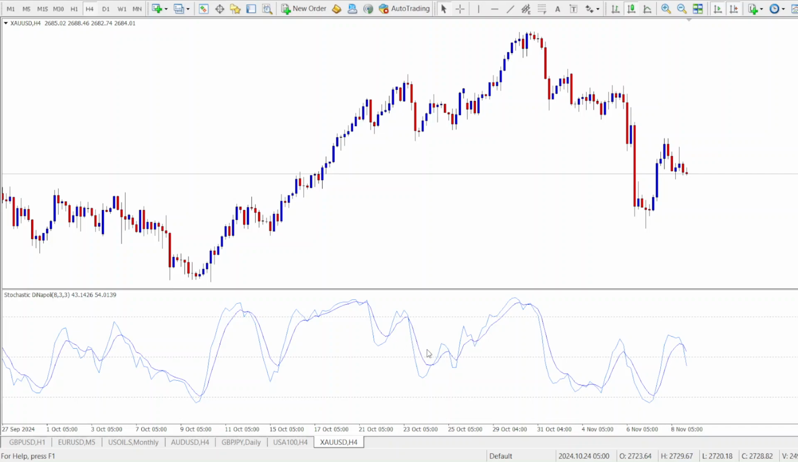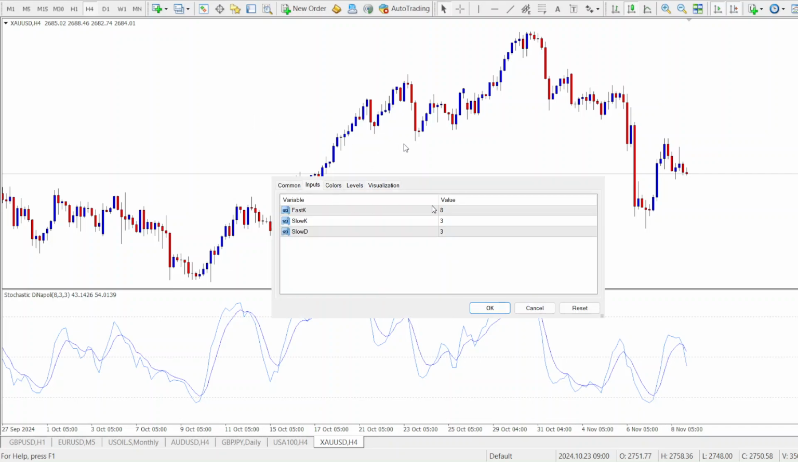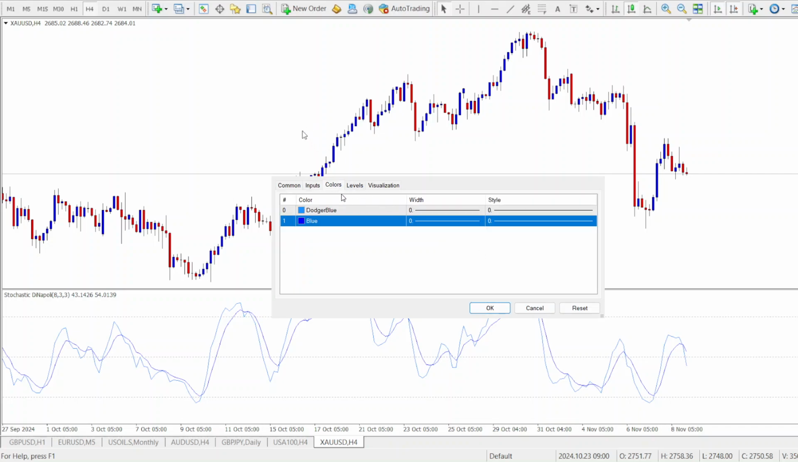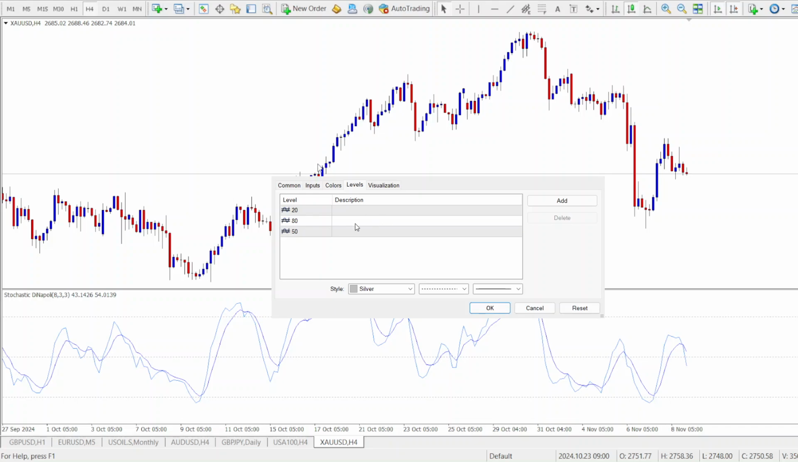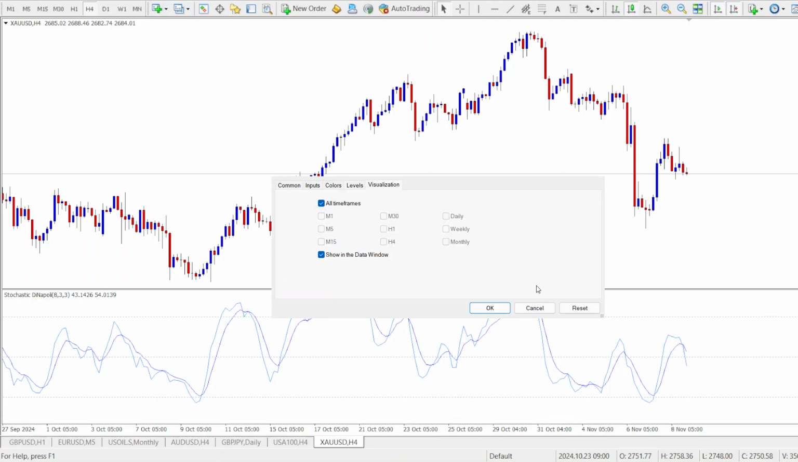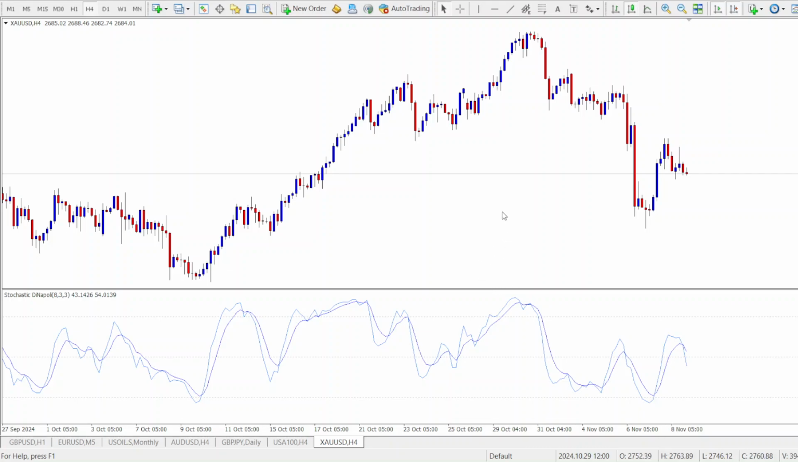All right, so let us just look at the settings for this indicator very quickly. We can see that it has the fast K. The value for the fast K is 8, the value for the slow K is 3, and the value for the slow D is 3. So we can use these default settings for our indicator. For the strategy, the levels of 20, 80, and 50, we can use the default settings. All you just need to look out for are the crossovers either in the overbought zone or in the oversold zone.